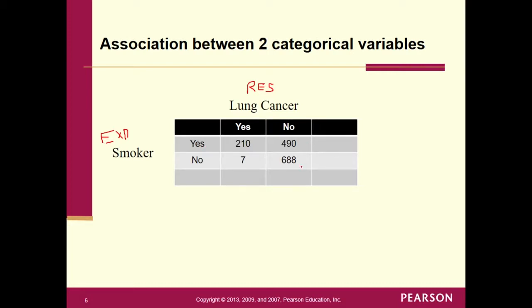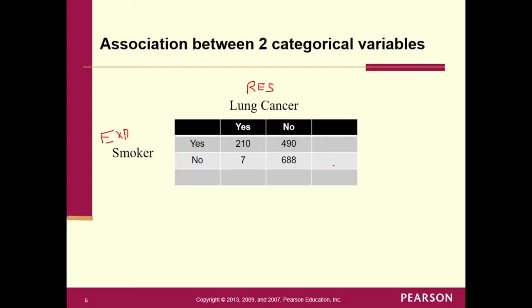All right. And then let's say you look at this cell. That's saying 688 people did not develop lung cancer, and nope, they didn't smoke. Okay. And so there's our data. All right, it's just frequencies. It's just adding things up, okay, and putting people in these cells.